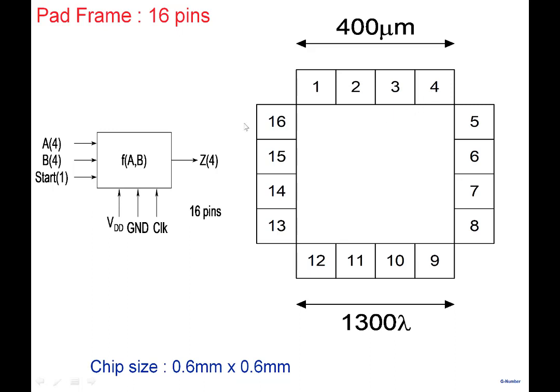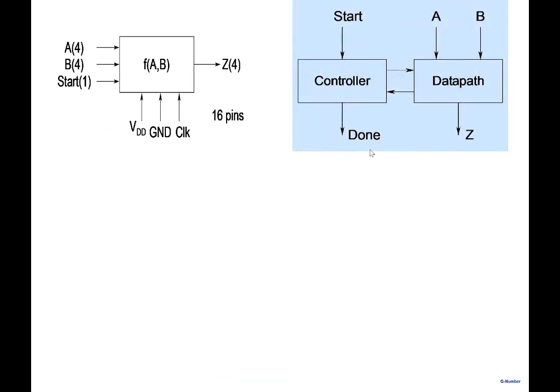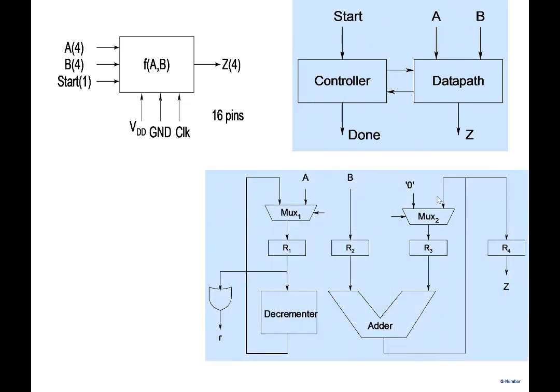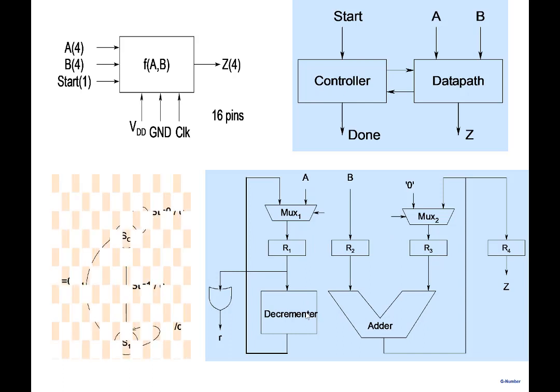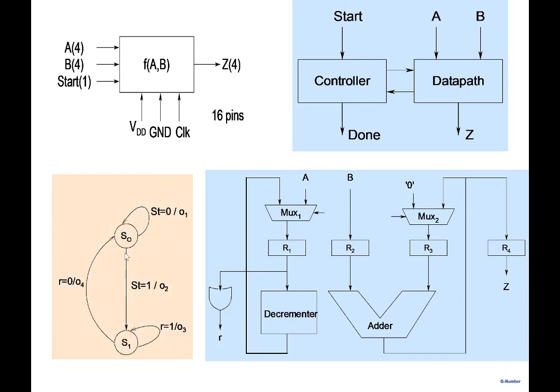And similarly, whatever the elements are here, we have to decide where to place them and how to interconnect them. All right, so this is the simple multiplier example as a controller and data path. The data path is here. We have seen these things: adders, registers, multipliers, decrementer. And the controller is a two-state controller here.